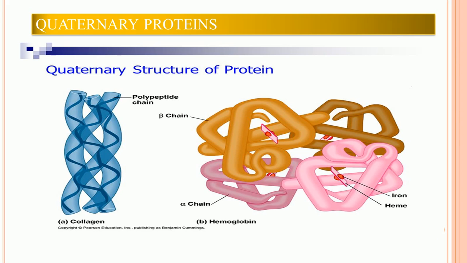Now look here, this is the quaternary structure of proteins. In the quaternary structure of protein, this one is the polypeptide chain called the beta chain, this one is the alpha chain, and this one is iron and heme. So this is actually the structure of hemoglobin, and this one is collagen. Both are protein in nature, but these are quaternary proteins. It means we can easily differentiate between the primary, secondary, tertiary and quaternary structure of protein on the basis of its structure, shape and configuration.